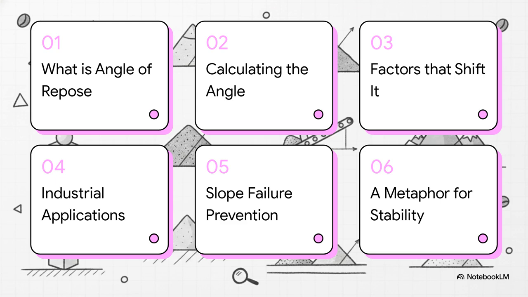So here is our roadmap for today. First, what is the angle of repose? Second, calculating the magic number. Third, factors that shift the angle. Fourth, industrial and engineering applications. Fifth, preventing Earth slope failures. And finally, a metaphor for stability.